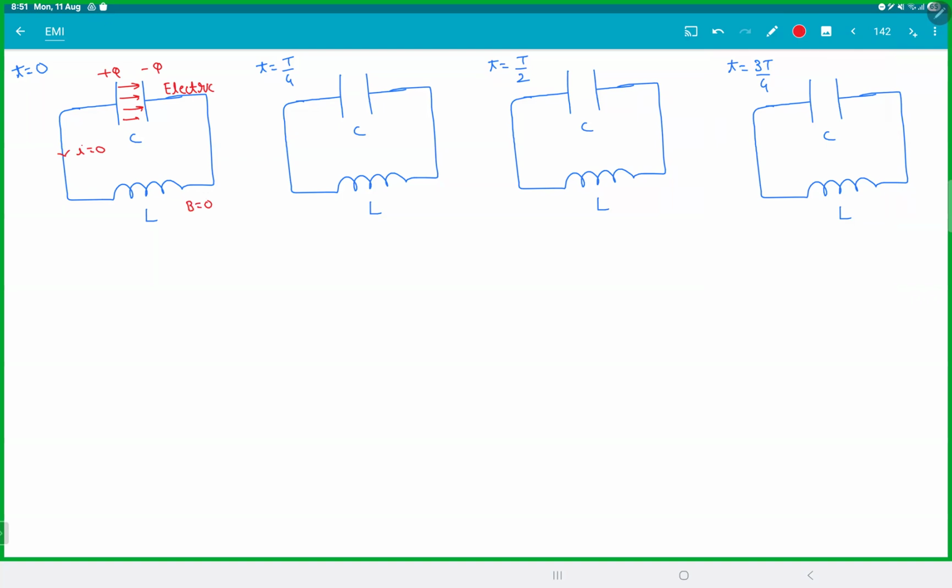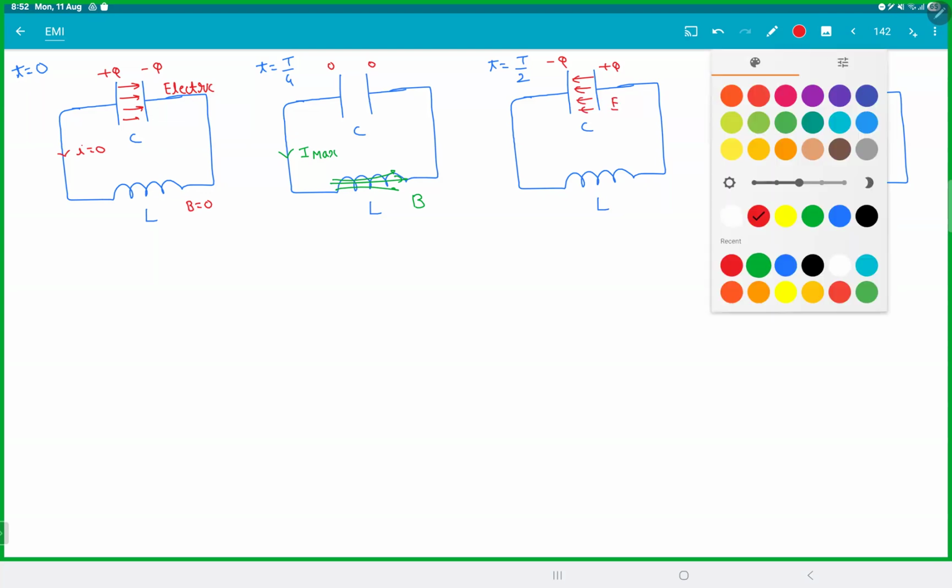Then at T by 4, the entire capacitor becomes empty. Current becomes maximum. So all the electric field is converted into magnetic field. Then this becomes plus q and minus q. So the field will reverse direction.